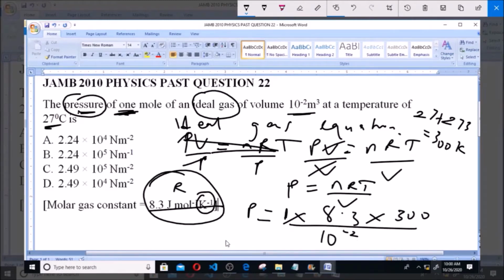Now this means that P will be equal to 2.49 times 10 raised to power 5 Newton per meter square. If you compute this all together, this is the answer you will get, and this is option C. So option C is the correct answer to the question.